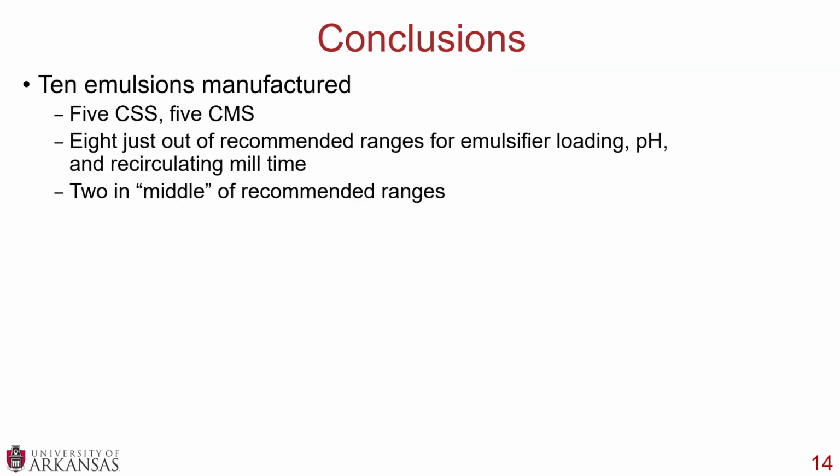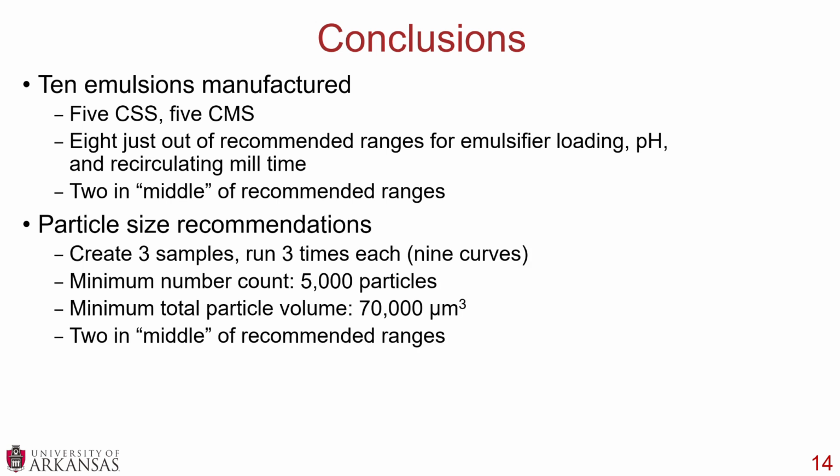So in conclusion, only 10 emulsions were manufactured. This is a relatively small data set, but as I mentioned, this is the first step. 5 were CSS, 5 were CMS, 8 were just outside of the recommended ranges for emulsifier loading, pH, and recirculating time, and 2 were in the middle, in the sweet spot. And what we did is we created 3 samples and we ran each sample 3 times. That gave us 9 curves. As a sample circulates or goes through the equipment, it captured 3 different distributions, 3 sets of distributions. So we had 9 different curves.